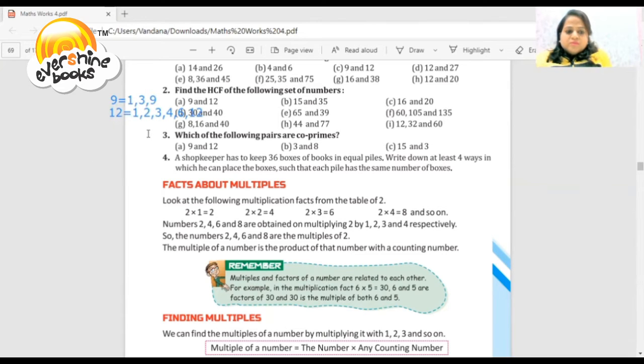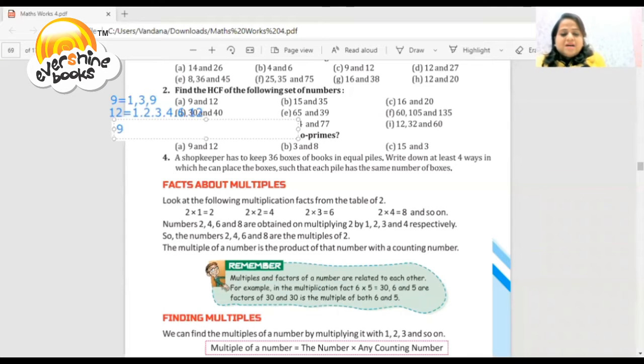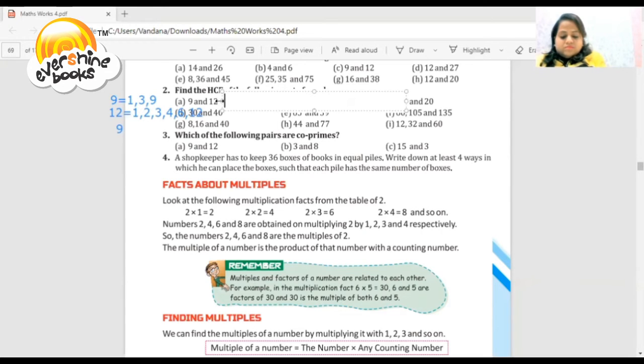Now number 3 is the common factor in both. Number 3 is your common factor in 9 and 12. Okay, so students, 9 is the HCF, means 9 is the answer, because you have to choose the greatest number among the common factors. 9 is the answer.